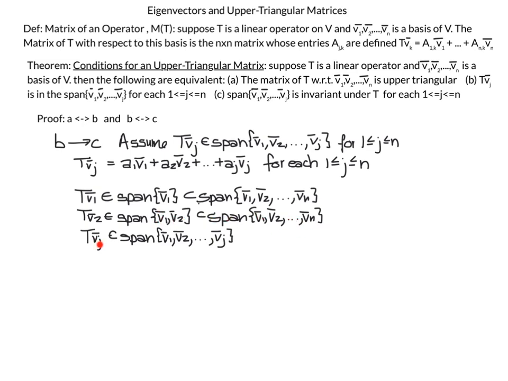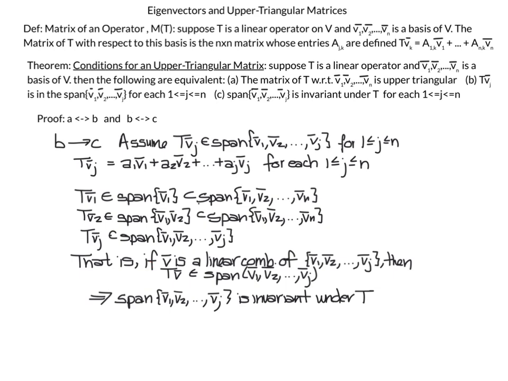And T of V_j is in the span of V1 up to V_j. You can kind of see this pattern now. If we start off with j equals 1, T of V1 stays in the span of V1. In other words, it's invariant. T of V2 stays in the span of V1, V2. In other words, if we start off in V1, V2, we stay in V1, V2. It's invariant. So T of V_j, if we start in the span of our first j vectors, stays in the span of the first j vectors. In other words, it's invariant.